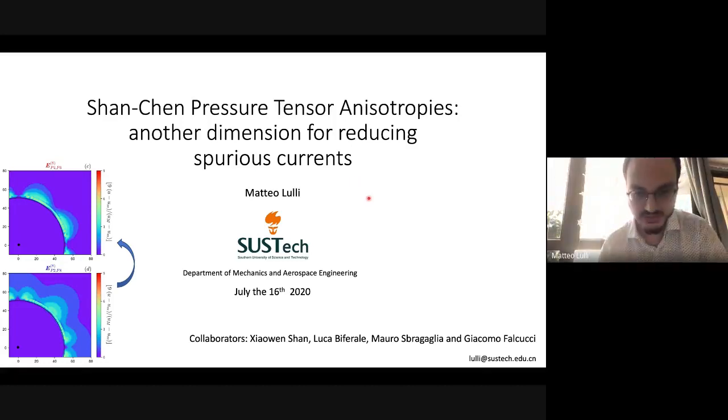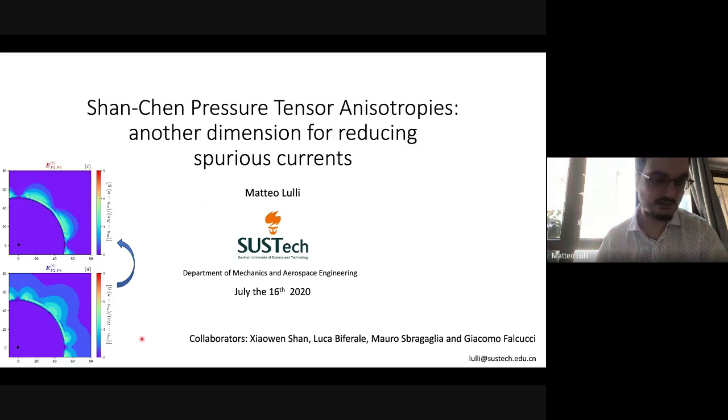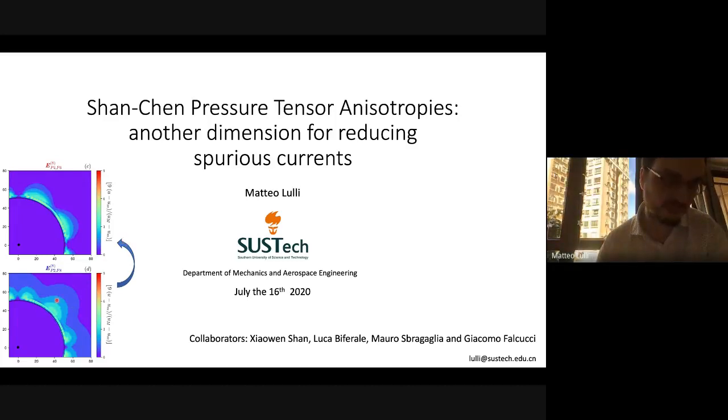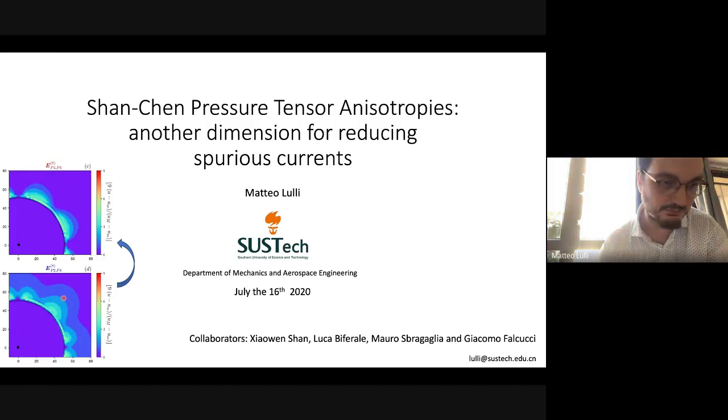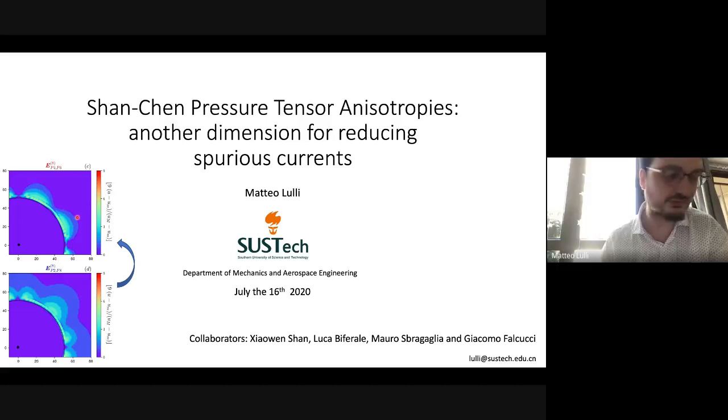This work has been done in collaboration with Xiao, Luca Biferale, Sbragaglia, and Giacomo Falcucci. And the talk is pretty technical, so I revealed to you already who's the murderer. Basically, as you can see in the picture on the left, below you have an 8th order forcing isotropy, which has this current intensity map, and we can still shrink them by enlarging the isotropy order of the pressure tensor. Now I will tell you how.